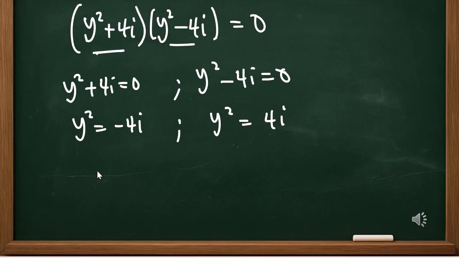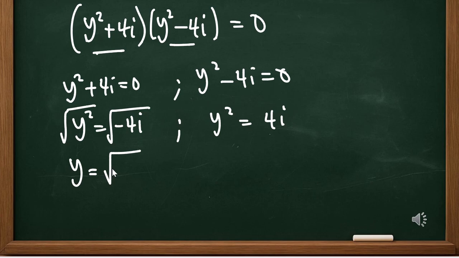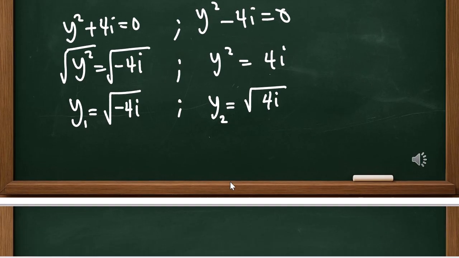Now for this, taking the square root of both sides, I can have y equal to the square root of negative 4i. So this is the first value for y. And for the second value for y, I can have y equal to the square root of 4i. I'm going to call this y1 and this y2, to differentiate between the two.